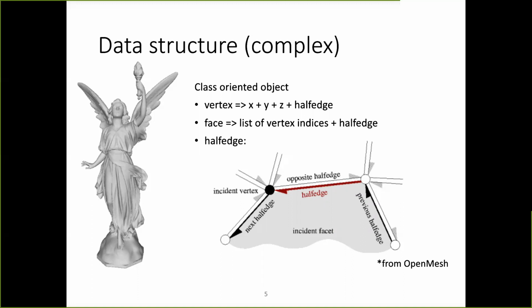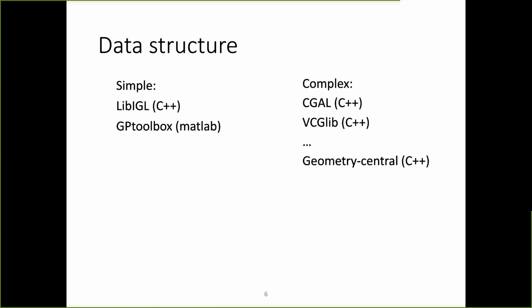But anyway, most of the time, all these components are embedded inside a structure. If you consider different frameworks, for example CGAL, VCGlib, or Geometry Central, and many others, they do have all this stuff hidden from the user. Meaning that you cannot access the implementation directly, but you can use it as a tool. So that's the idea behind it. Where, for example, if you look at libraries that have a simple data structure like libigl or GP toolbox.